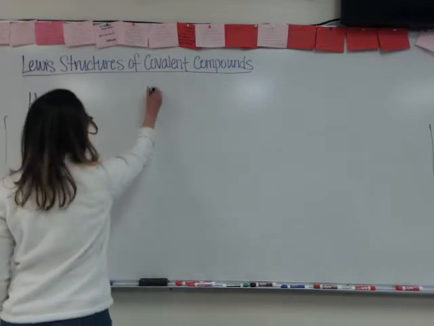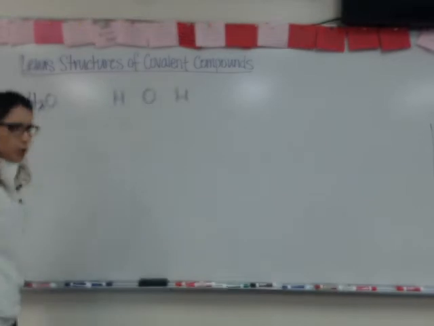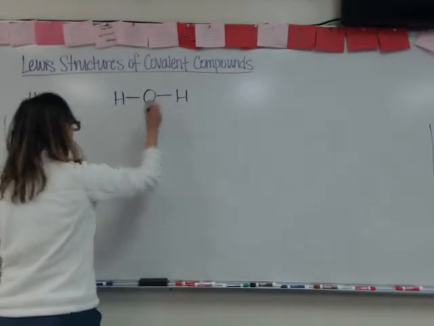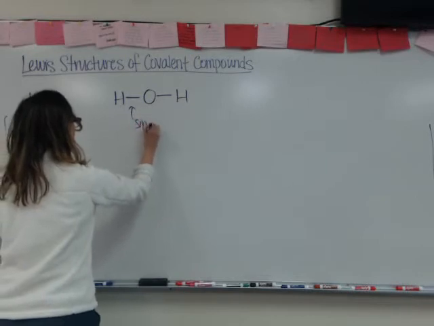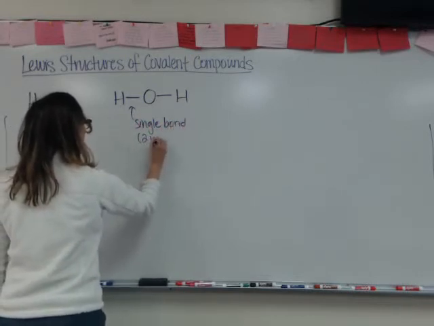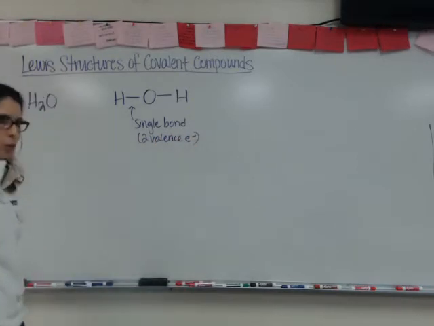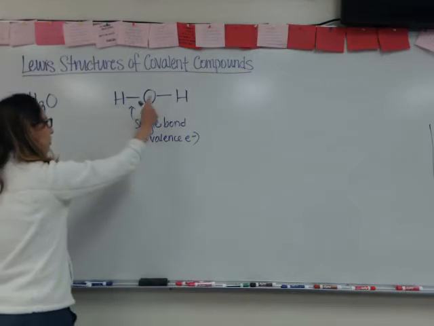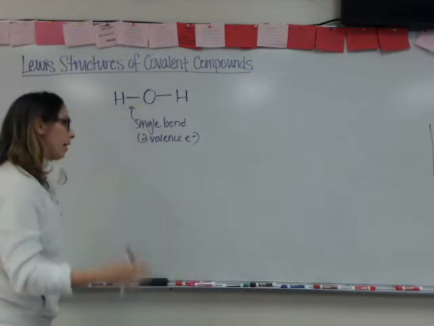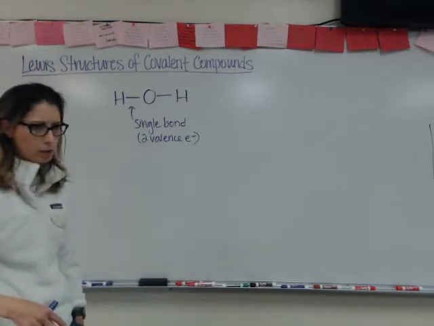So I'm going to put the oxygen in the middle. I'm going to put the hydrogens on either side. And then what you want to do is connect the symbols with lines. These lines are known as a single bond. A single bond has two valence electrons, and they are shared between the two atoms. Okay? So sometimes they call this a pair of electrons. Sometimes they call this a bonding pair of electrons.